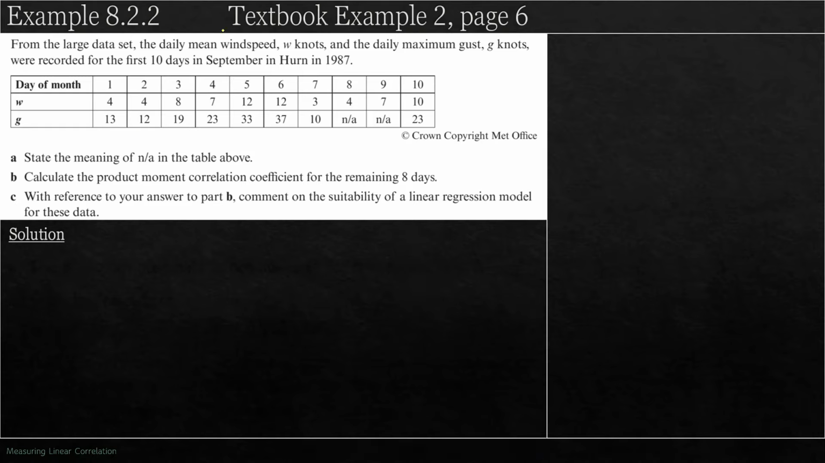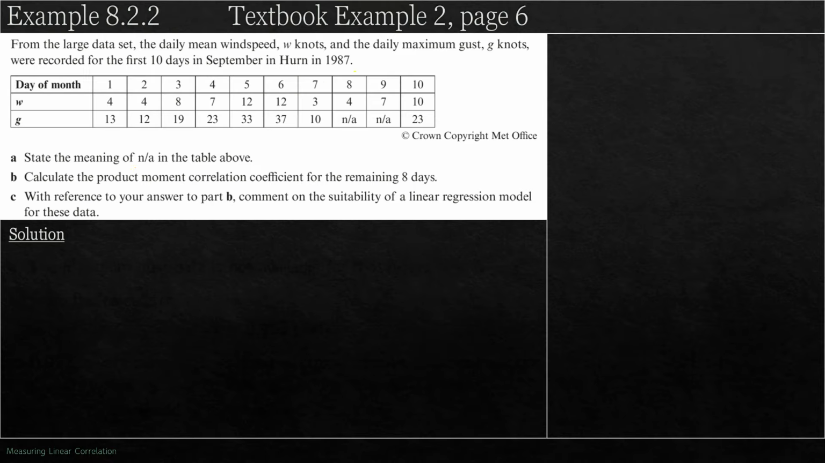Here we have an example with bivariate data on daily mean wind speed, which is W in this example, and the daily maximum gust, which is G in the bottom row. Part A asks, state the meaning of NA in the table above. So NA standing for not applicable.